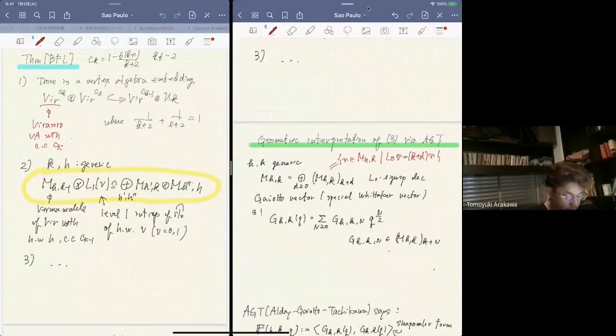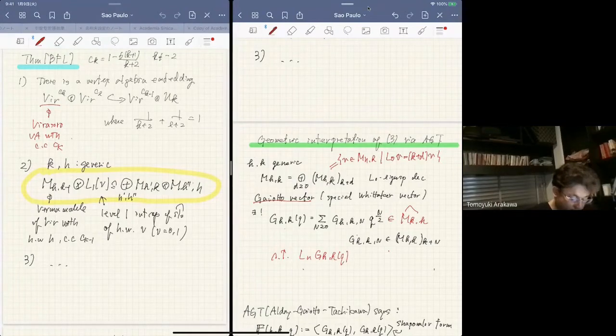And you can consider the so-called Gaiotto vector. The Gaiotto vector is a special Whittaker vector defined by the following property. It is an infinite sum of elements of the homogeneous components of a Verma module, so it belongs to a certain completion of a Verma module of the Virasoro algebra. It is defined by the following property: if you let Ln, a positive mode element of the Virasoro algebra, act, then this gives the Gaiotto vector multiplied by a constant if n equals 1, or 0 for n greater than 1.